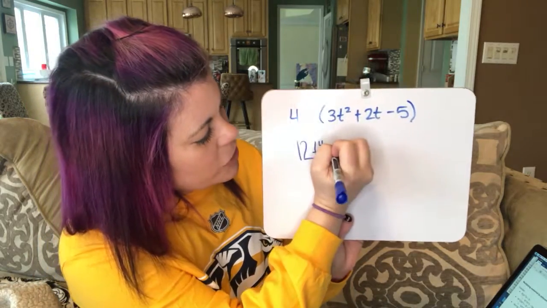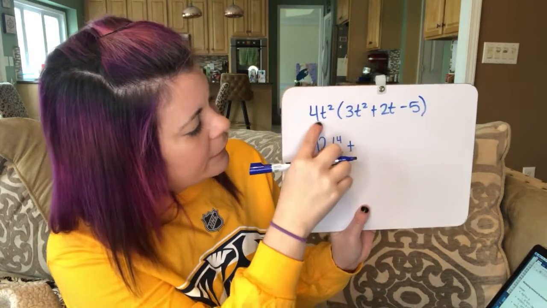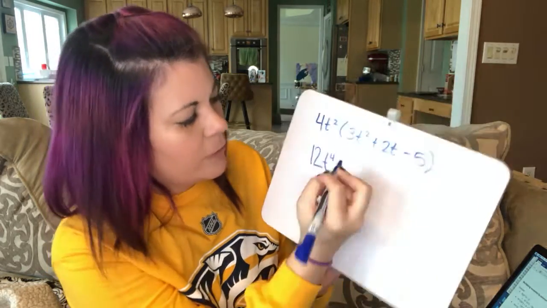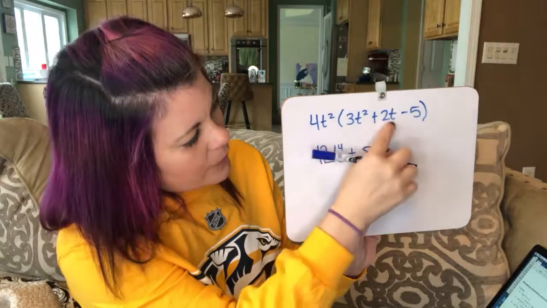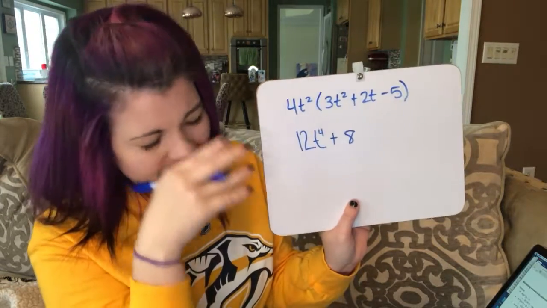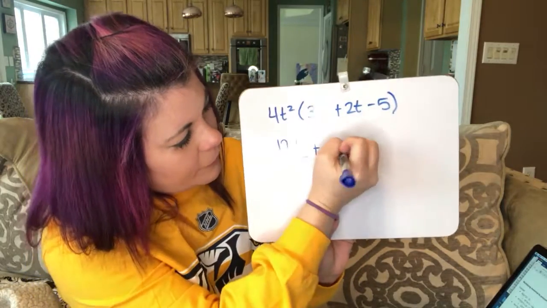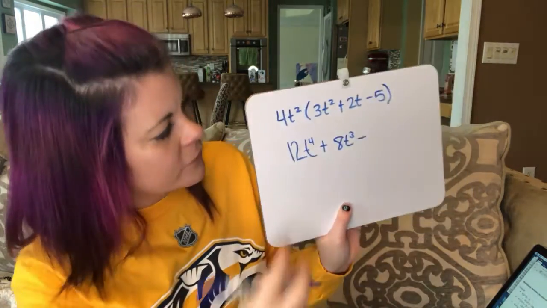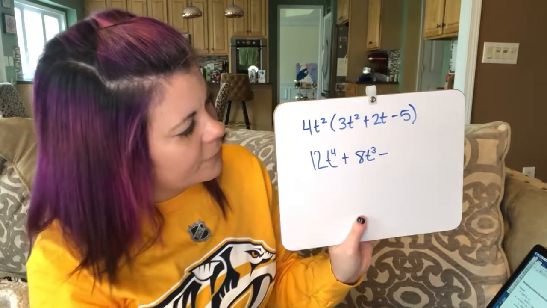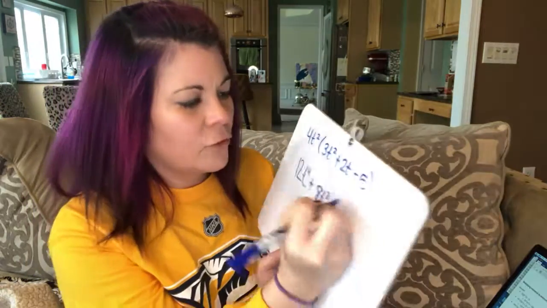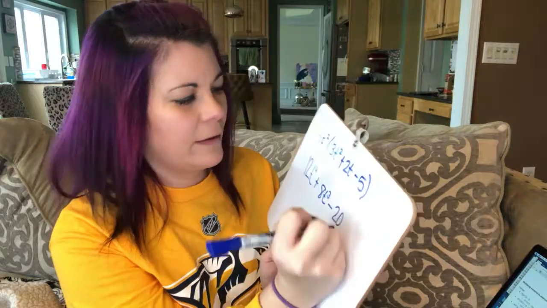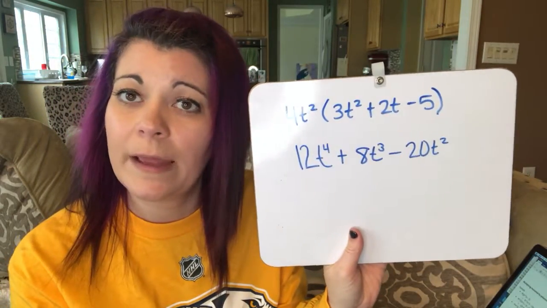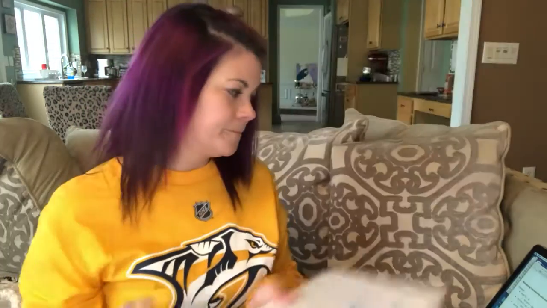Then we take the operation that's next, so it's plus. And then 4t squared times 2t. 4 times 2 is 8. And then t squared times t, add the exponents. 2 plus 1 is 3. T to the cubed. Then take the operation, subtract, and then 4t squared times 5. 4 times 5 is 20. And then we just bring the t squared down with us. Okay, so that's how we multiply that. We're going to do one more example.